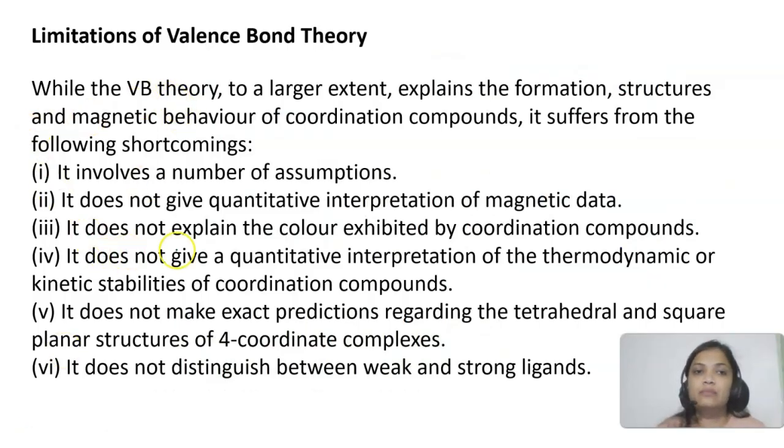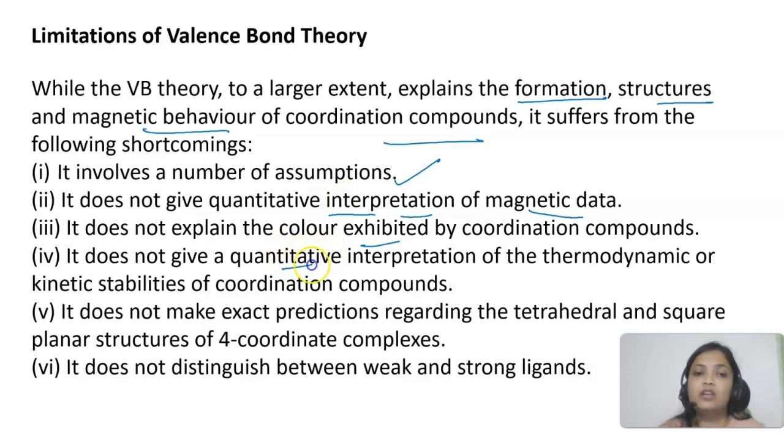But there are certain limitations. To a larger extent it explains the formation, structures and magnetic behavior of coordination compounds, but a lot of assumptions are involved. It does not give any quantitative interpretation of magnetic data; we will not get to know about the magnetic moment. It does not explain color. This is important: coordination compounds are mostly colored, but it does not explain why they are colored.